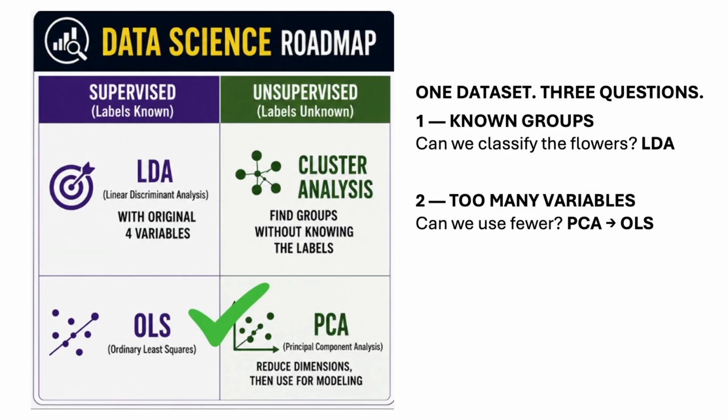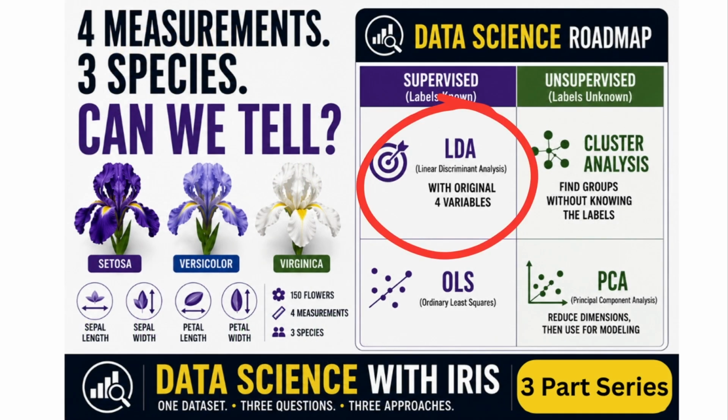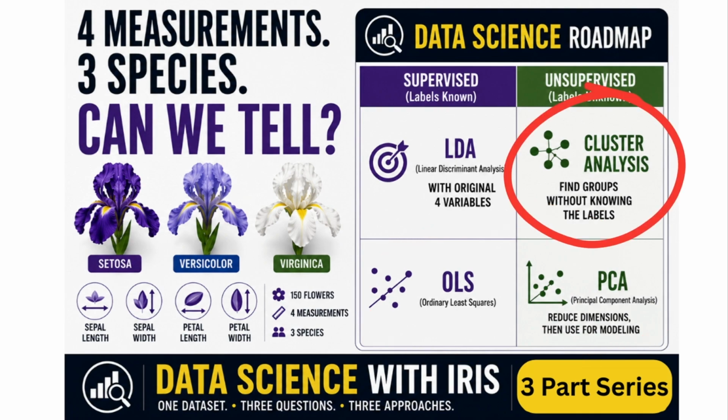Second, what if 4 measurements become 40 or more? Can we reduce the dimensionality and still classify the flowers accurately? And third, what if we don't know the species at all? Can we discover the hidden groups just from the data? So over this 3-part series, we'll go from classification to dimensionality reduction to cluster analysis using the same dataset throughout.